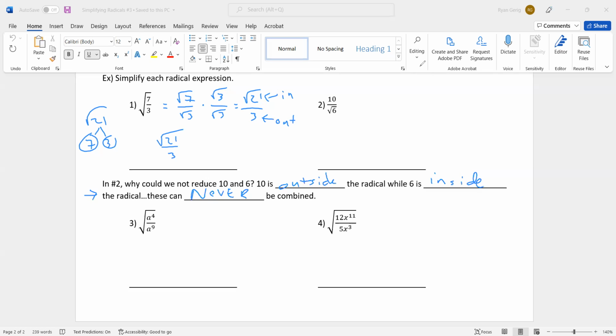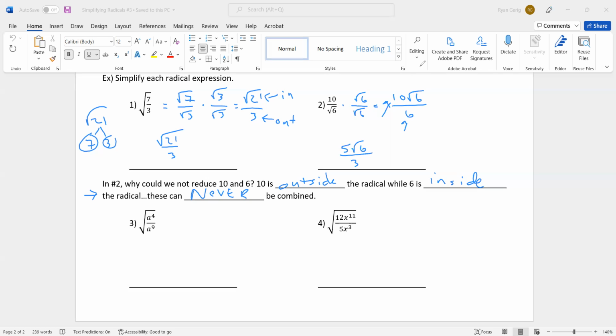All right. So I have to multiply by fancy 1 right away, and the fancy 1 in this case is square root of 6 over square root of 6. Top is just 10 square root of 6, and the bottom is just 6. Now you see what happens here? 10 and 6 are both outside the radical. I now can reduce them. So I can take 2 out of 10 and 6. That's going to be 5 radical 6 divided by 3.